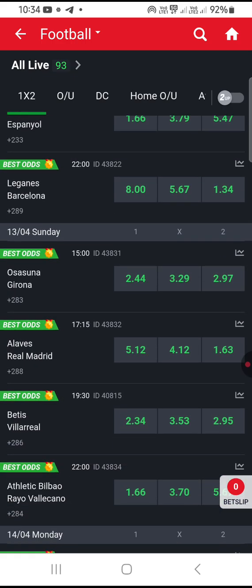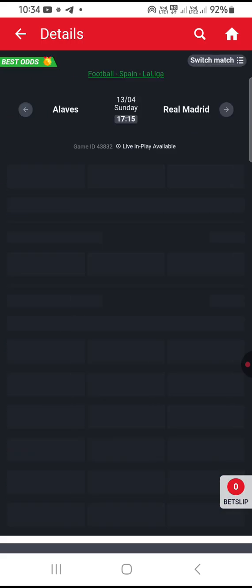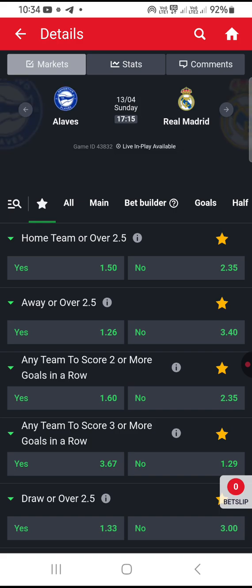Okay, let's use Real Madrid and Alaves. For example, Real Madrid is a strong team, and Alaves is a lesser strong team. You find out that Real Madrid is under high scorers. Real Madrid is a high scorer. Understand? How do you determine that high scorer thing for them?